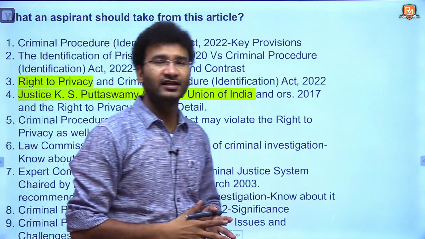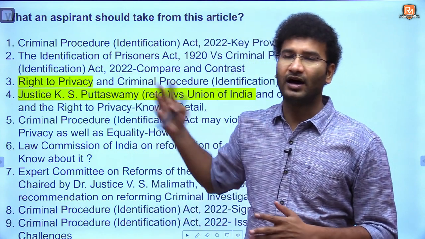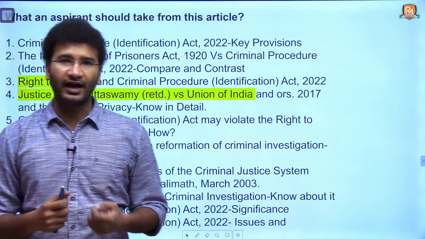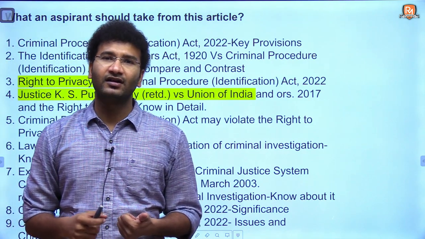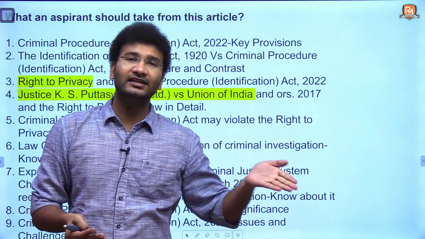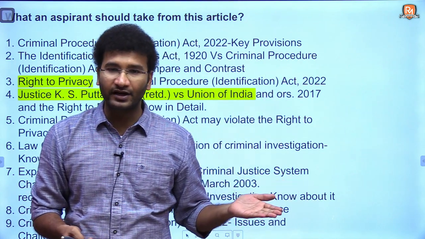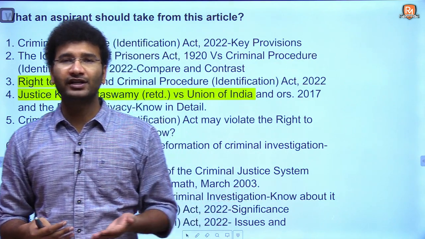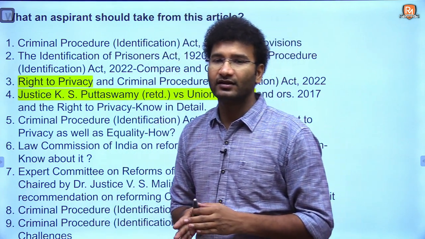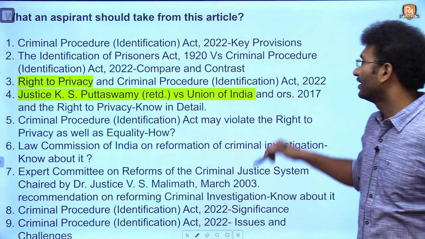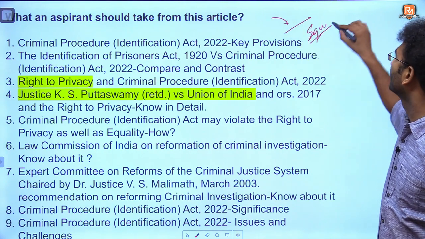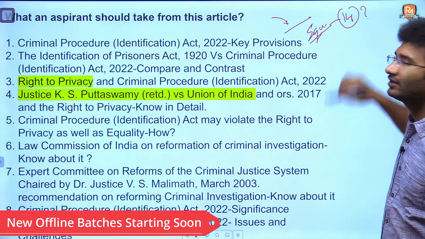As an ideal aspirant, how do we have to take this article? Number one, we have to know about the Criminal Procedure Identification Act and its key provisions. If an act is amended, you should also know what exactly it is amended from, which act. We should also deal with the right to privacy, which was in the news in relation to this act. The next component is the equality of an individual when this act has been enacted, and Article 14 has also been questioned.